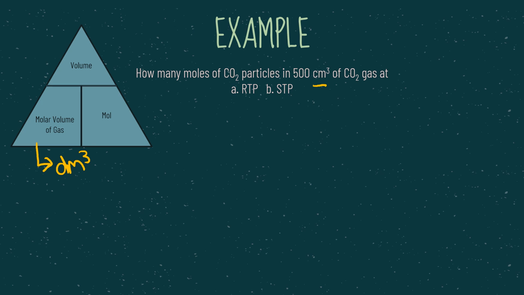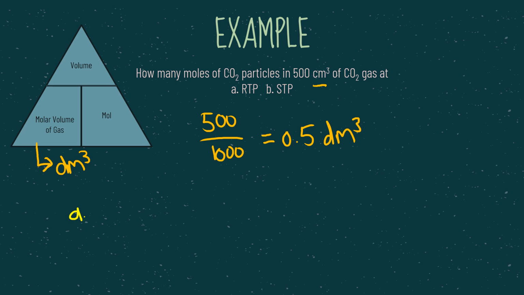To convert cm cube to dm cube, we first take 500 divided by 1000. And this will give us 0.5 dm cube. So now we know that there's 0.5 dm cube of CO2 gas. Now we can find the number of moles in RTP and in STP.